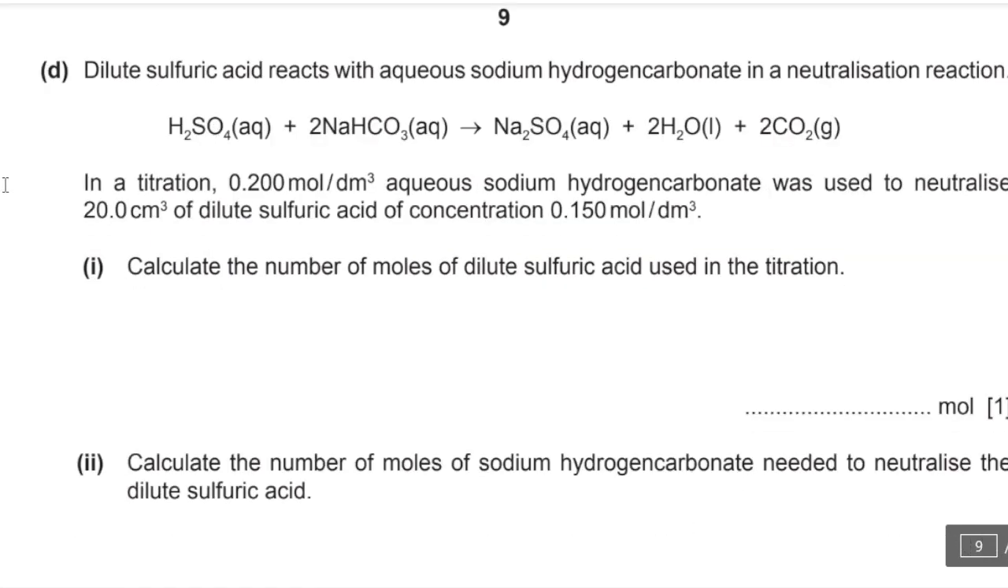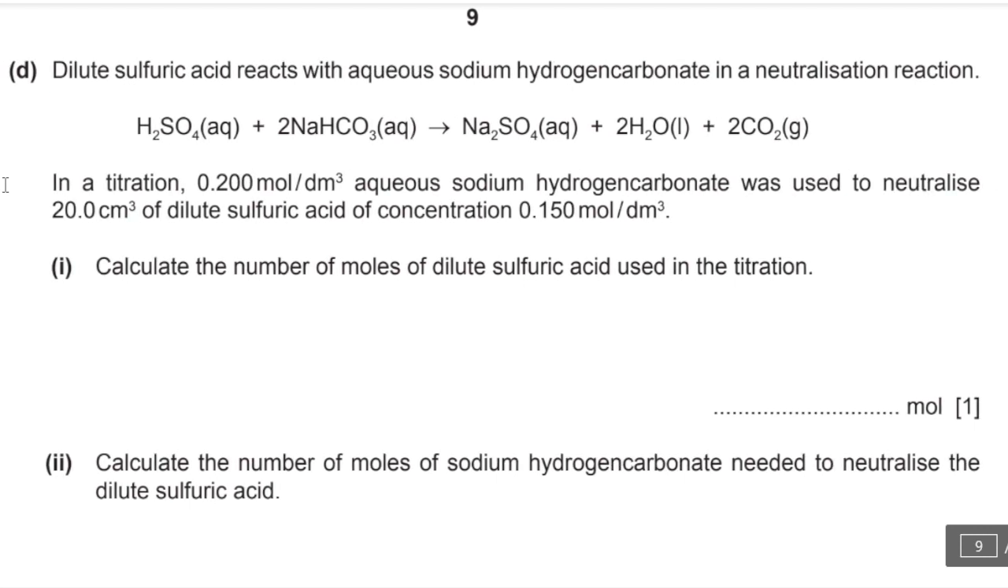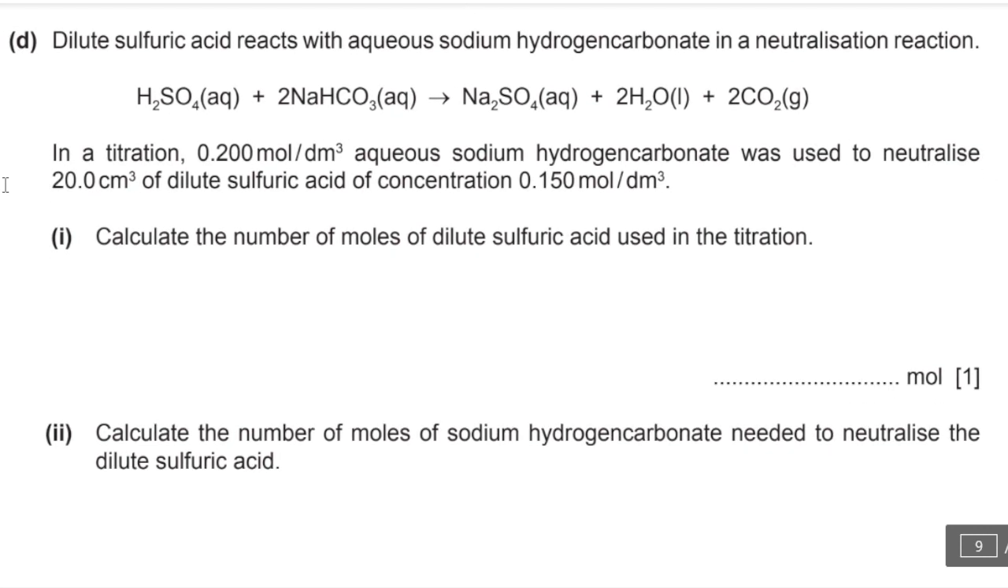The dilute sulfuric acid reacts with aqueous sodium hydrogen carbonate in a neutralization reaction. In a titration, 0.2 mole per dm cube aqueous sodium hydrogen carbonate was used to neutralize 20 centimeter cube of dilute sulfuric acid of concentration 0.1 mole per dm cube. One, calculate the number of moles of dilute sulfuric acid used in the titration.